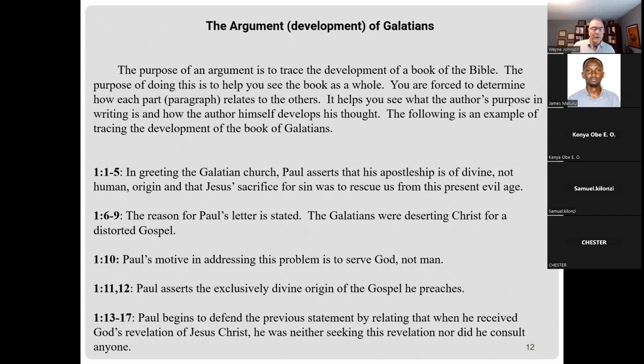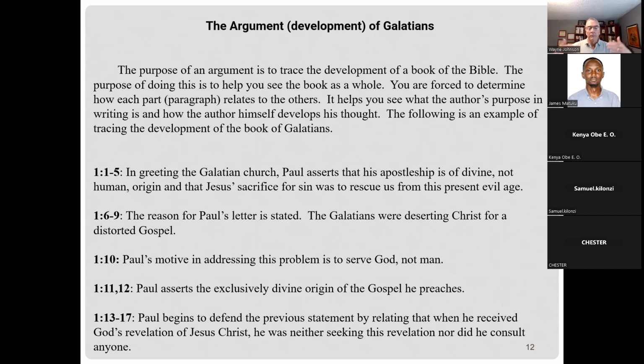Then in verses 11, 12, Paul asserts the exclusively divine origin of the gospel he preaches. And then in verses 13 to 14, Paul begins to defend the previous statement, the statement above. So by stating that, I'm showing a connection between this paragraph and the paragraph before.